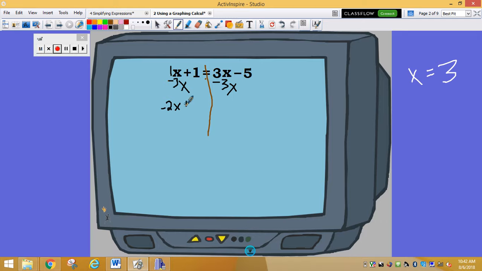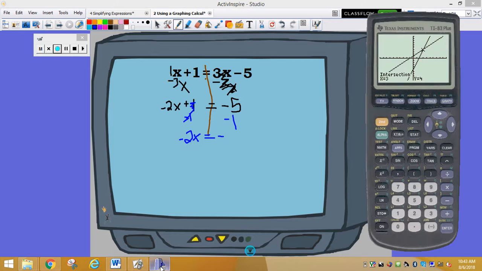I'm going to bring down my plus 1, bring down my equals. These canceled, and I still have a negative 5. Next step I would do, I'd move my 1. So I'd do minus 1, minus 1. Those cancel. So I'd bring down negative 2x. Negative 5 minus 1, if you did that in your calculator, I guess I should show you. Let me get out of here. Negative 5 minus 1 is negative 6.